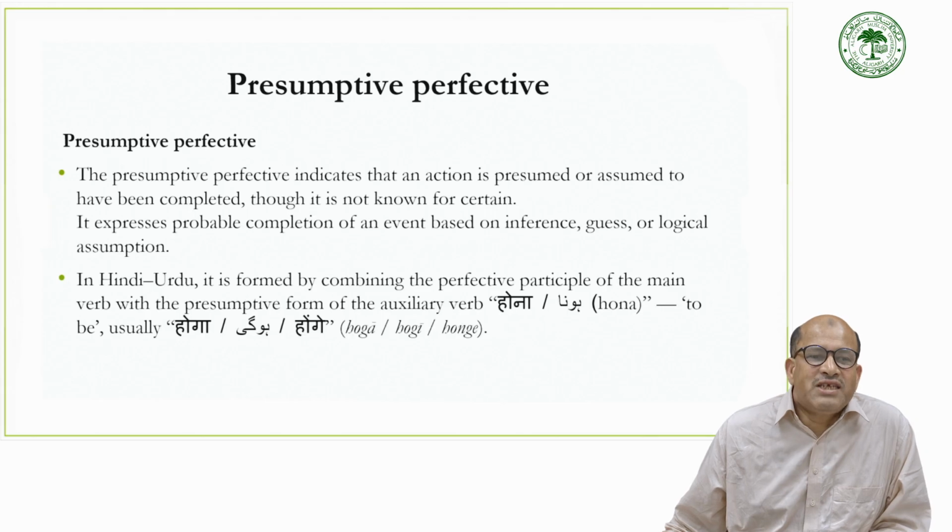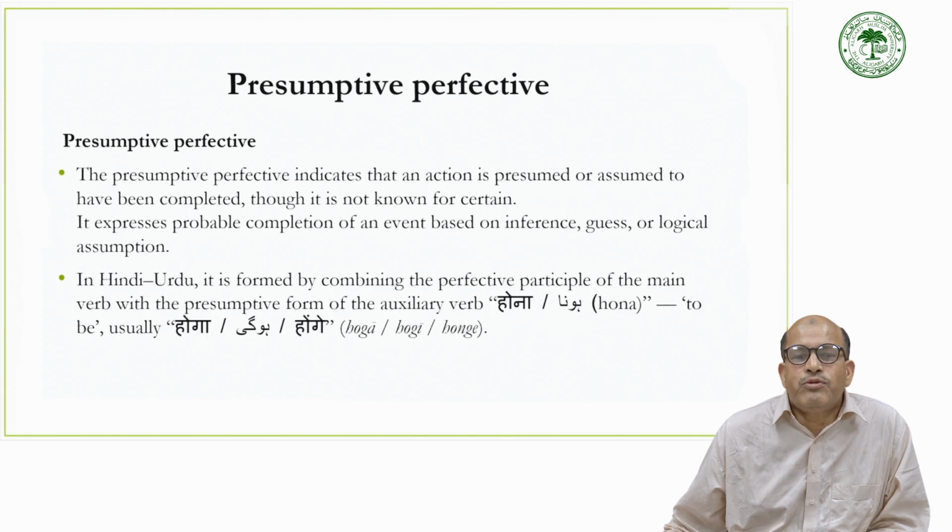If you look at the presumptive perfective, the presumptive perfective indicates that an action is presumed or assumed to have been completed, though it is not known for certain. It expresses probable completion of an event based on inference, guess, or logical assumption.